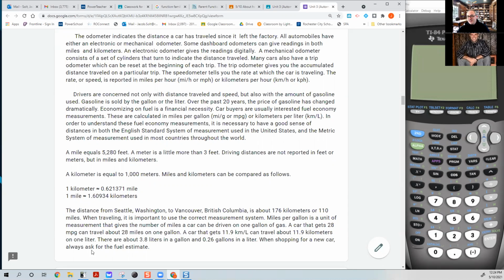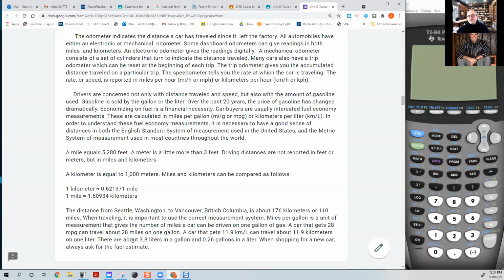Miles per gallon is a unit of measurement that gives you the number of miles that a car can be driven on just 1 gallon of gasoline. A car that gets 28 mpg can travel about 28 miles on just 1 gallon of gasoline. A car that gets 11.9 kilometers per liter can travel about 11.9 kilometers on 1 liter of gasoline.